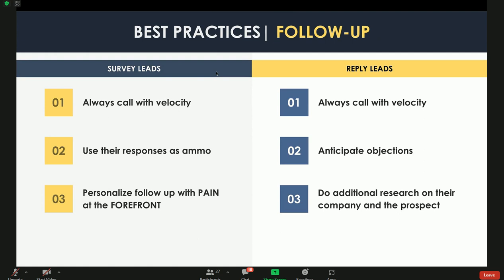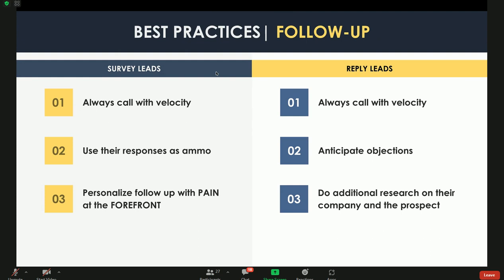The thing with surveys and replies is you know that they have a pulse at the very second they hit submit. They're alive. They may be in a Zoom meeting, they may be on a webinar, they may be busy with something, but they have enough mental capacity to reply or fill out a survey, which means that if you give them a call, they probably should answer and they should have some time for you.